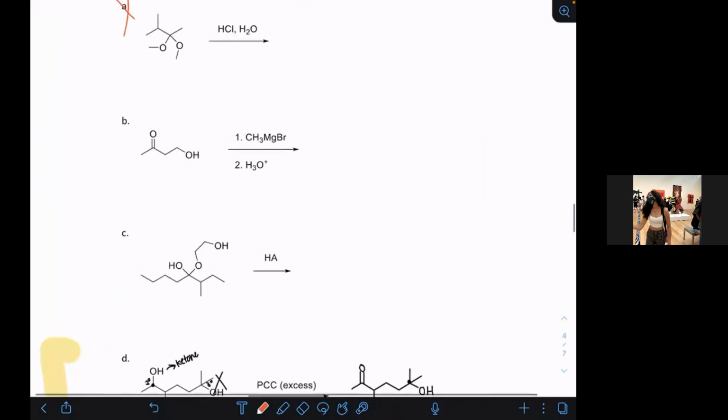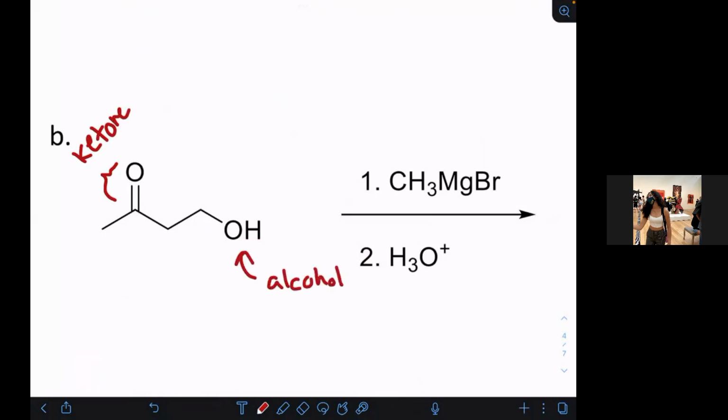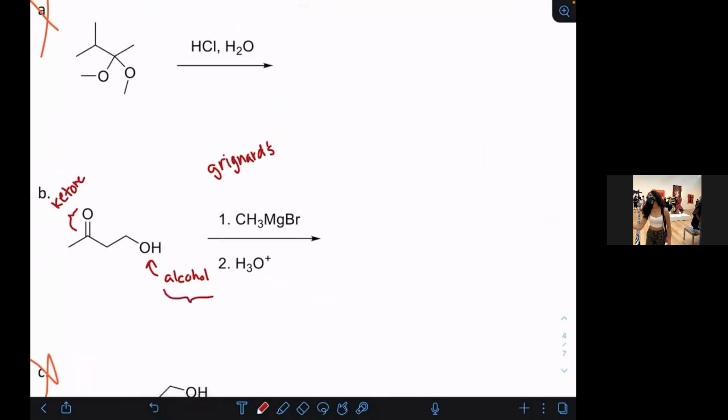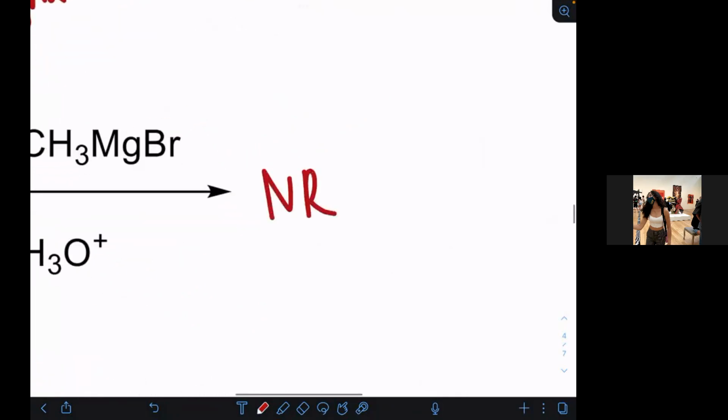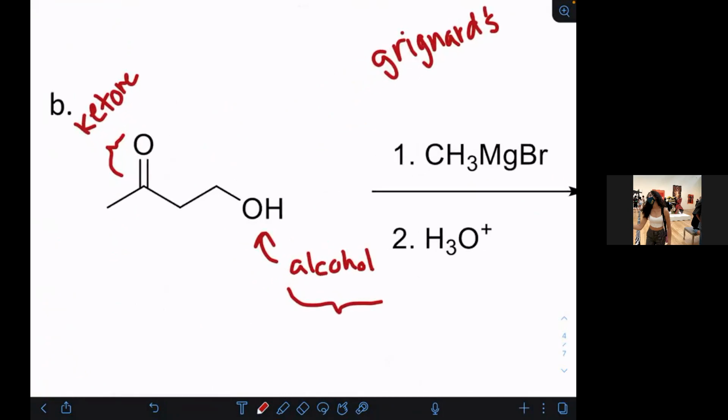We can do B. Okay, so for B, we have this ketone, and then we also have an alcohol. And in the rules for Grignard's reaction, if you have an alcohol within the structure, it'll be no reaction because it ends up reacting with itself and destroying itself.